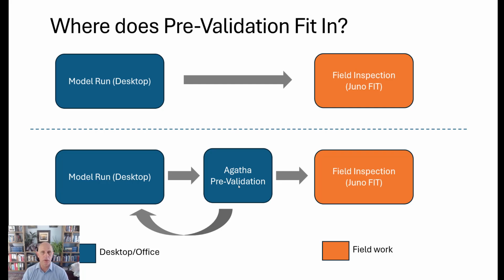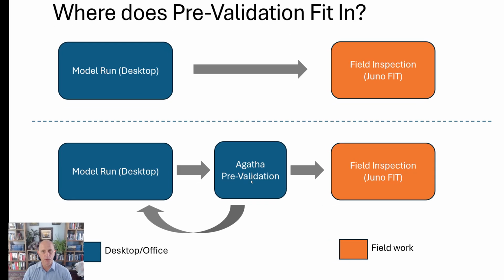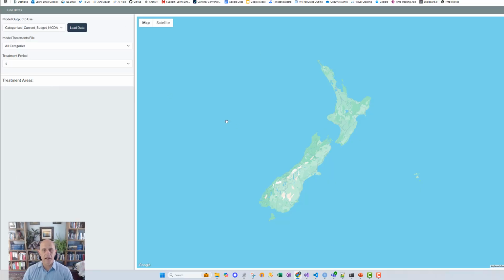You should be able to see where Agatha actually fits into this process. So here I've got the Agatha app open. It's a browser-based app, so you don't need to do any installation. You need Juno Viewer credentials to log in and use this tool, but currently it's not used directly under the Juno website.